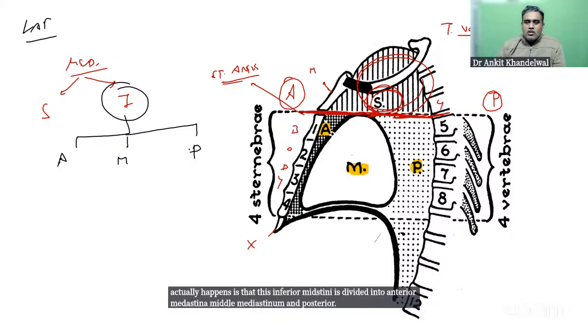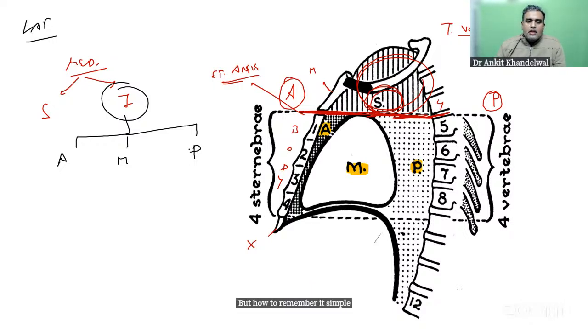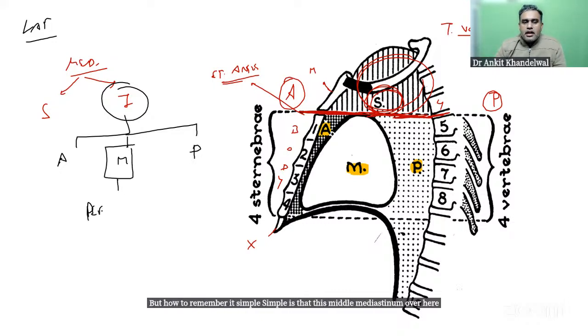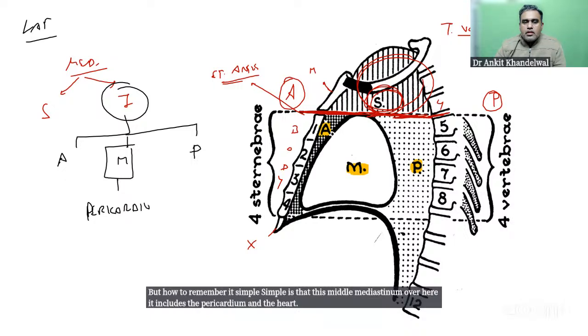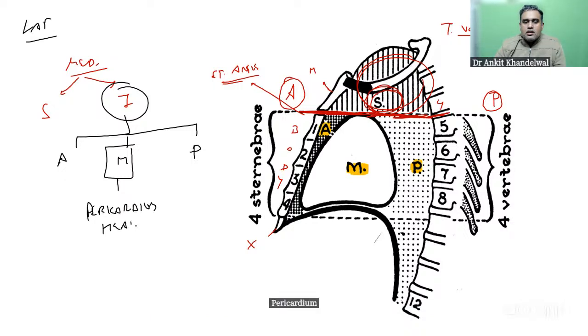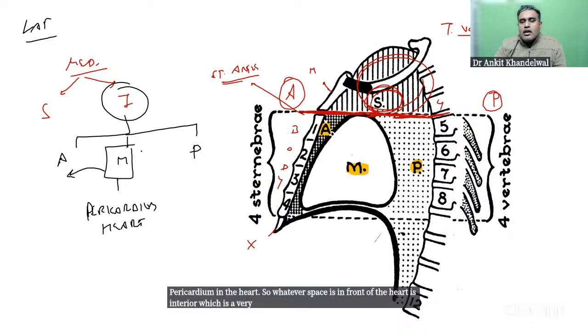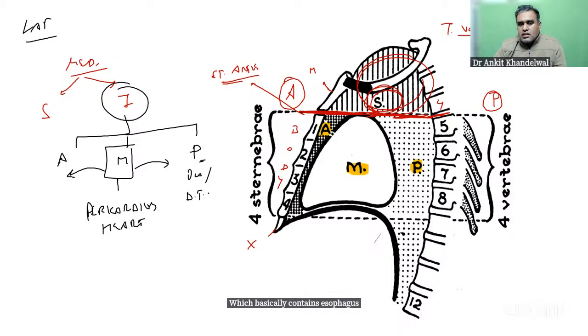Okay, sir, but how to remember it? Simple. This middle mediastinum over here includes the pericardium and the heart. So whatever space is in front of the heart is anterior, which is a very, very small, narrow space. And the space behind the heart is posterior mediastinum, which basically contains esophagus and descending thoracic aorta, mainly. That's it.